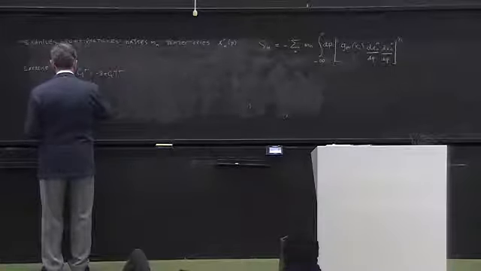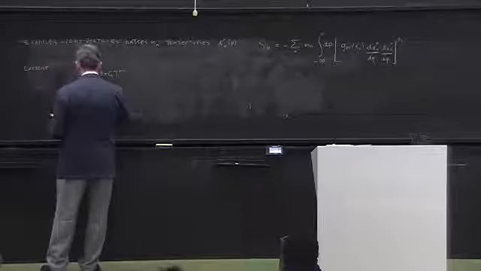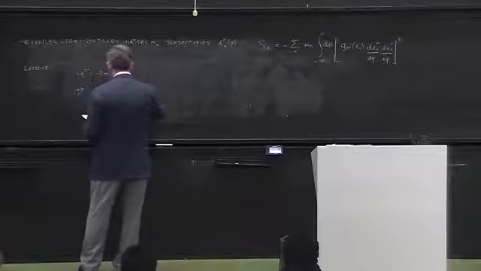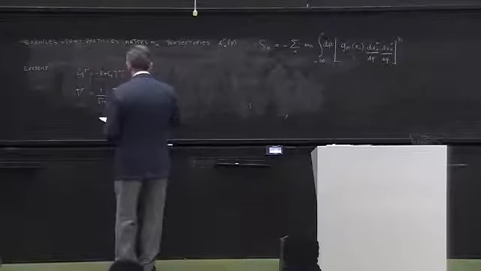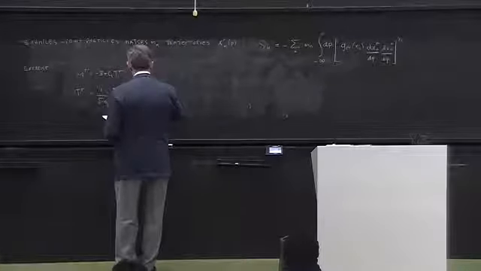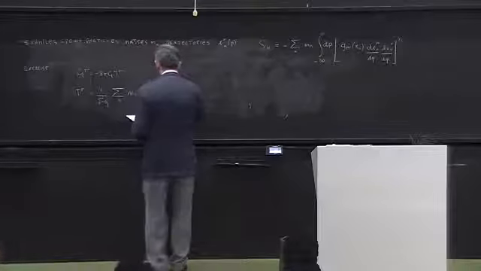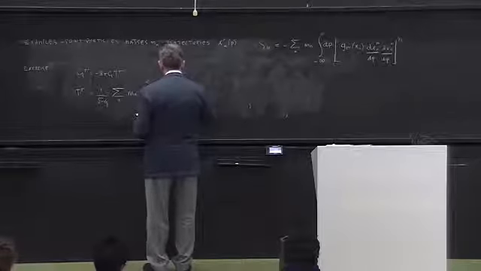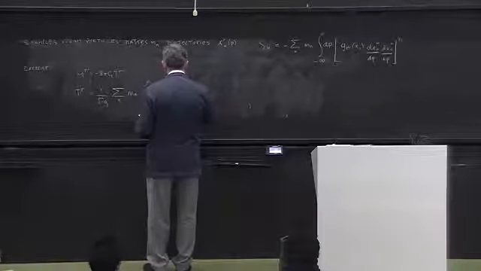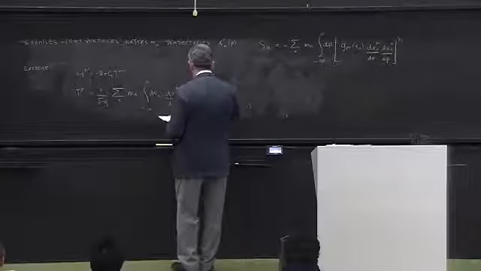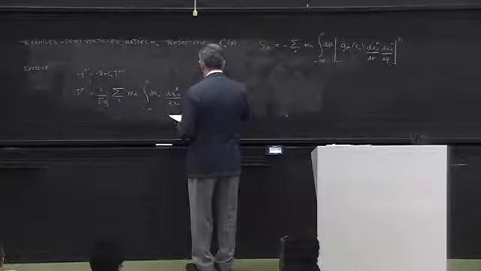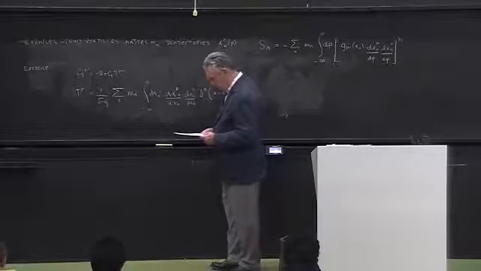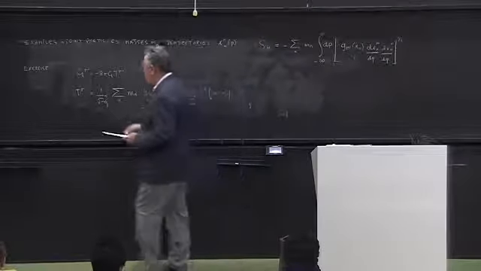where T mu nu equals 1 over the square root of minus g, the sum over n, m sub n, integral from minus infinity to infinity ds sub n, dx mu sub n by ds n, dx nu sub n by ds n, times the four-dimensional delta function x minus x sub n. That's the Einstein equation.